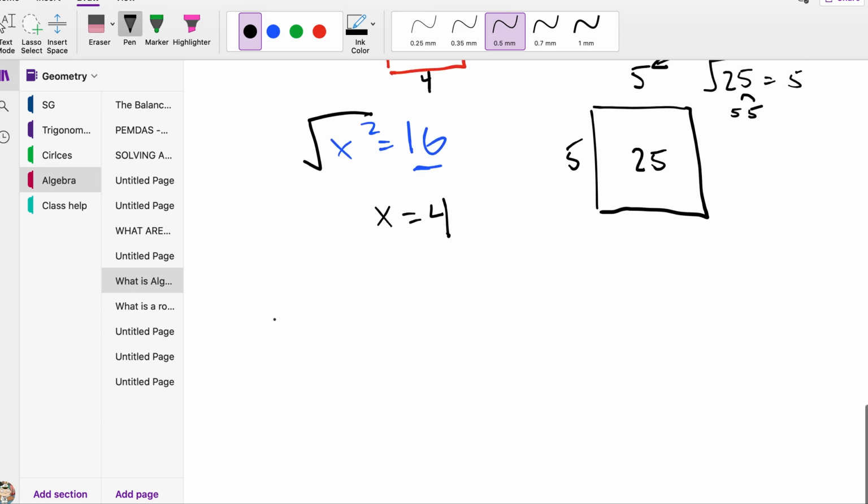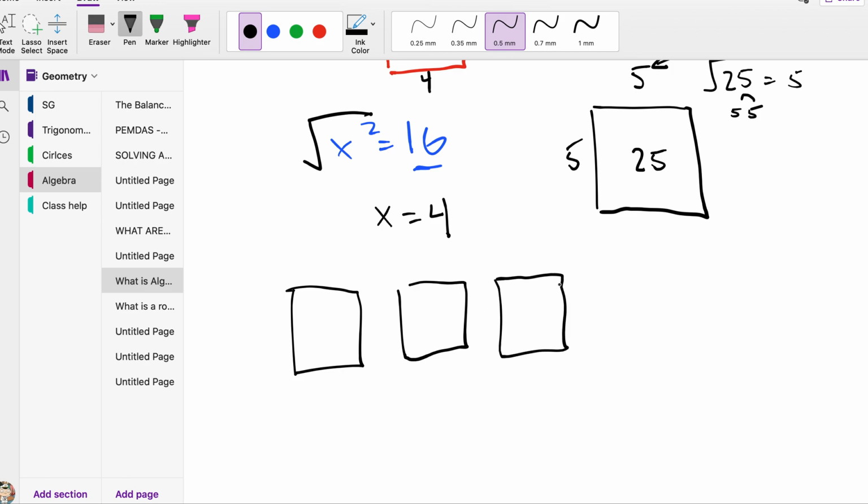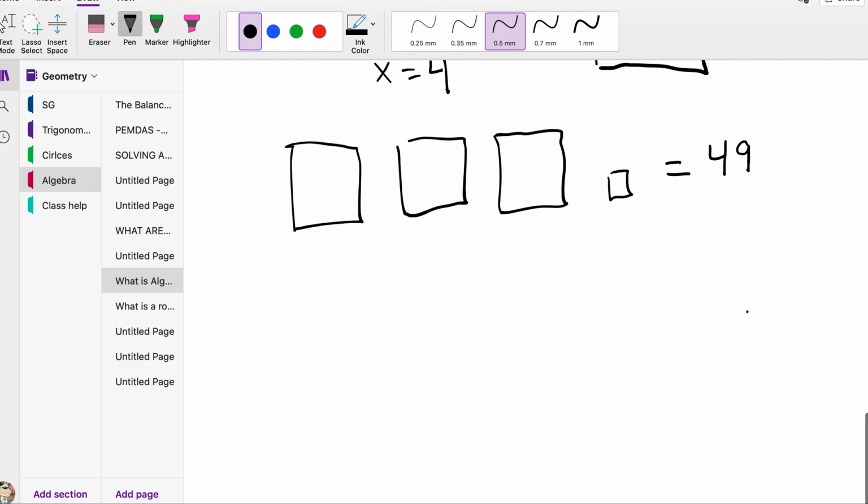So let's look at squares. Here's a square, here's a square, here's a square. And pretend they're the same size. And then I have one left over. And I have 48, 49. Let's say 49. I think this will work.